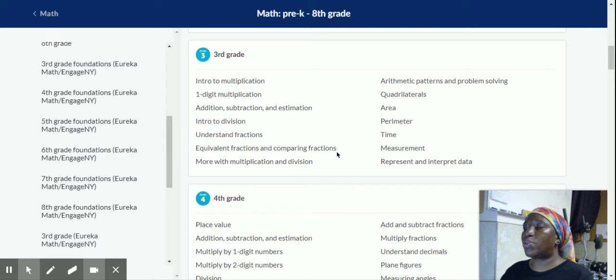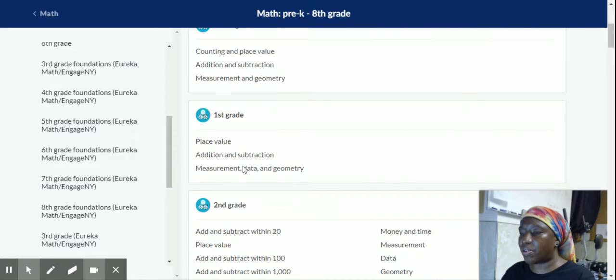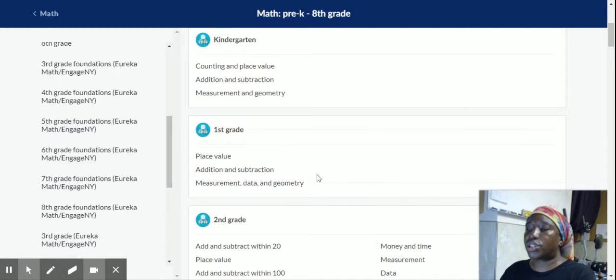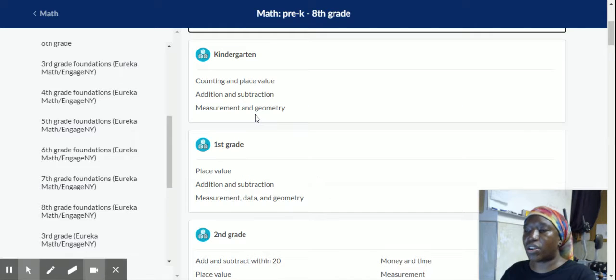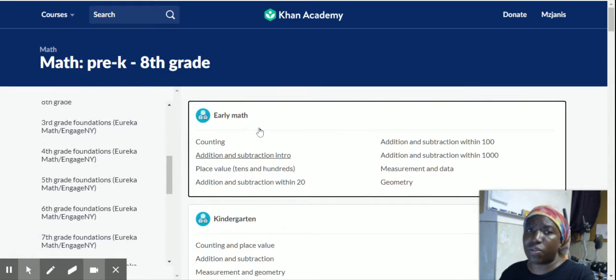You'll notice that when you were up here in the first grade, place value, addition and subtraction, measurement, data, and geometry, those are graphs, okay? So here it is right here in the kindergarten, measurement and geometry. So it just gets a little bit more intense. It's what you've already learned, and now they're adding on to it. That's why I continually say that I'm taking all of the courses. I'm not leaving anybody out.